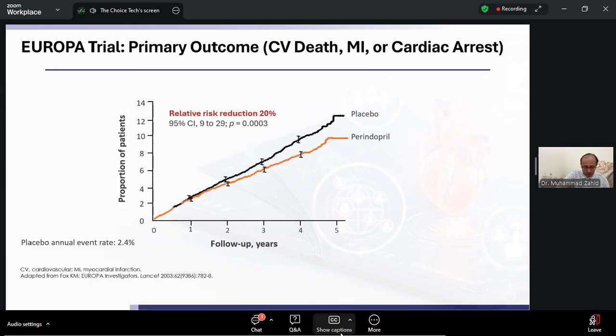There were more than 12,000 patients with stable coronary artery disease but no heart failure. On one arm, there was perindopril, on the other the placebo, and they were followed up for about 4 years. And there was a 20% relative risk reduction in the primary outcome, which was cardiovascular death and non-fatal MIs.